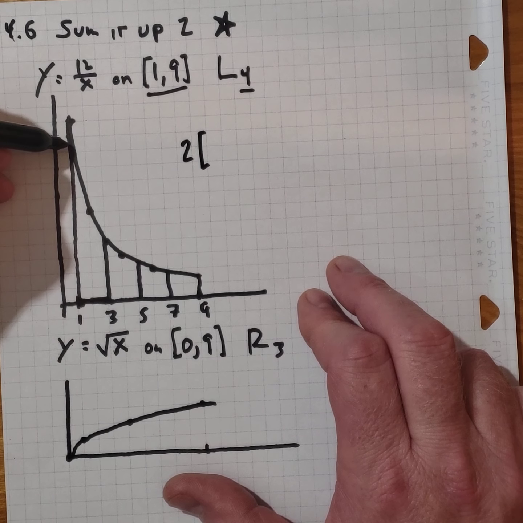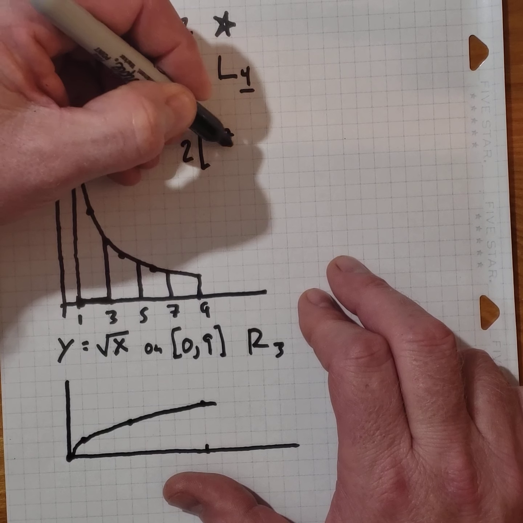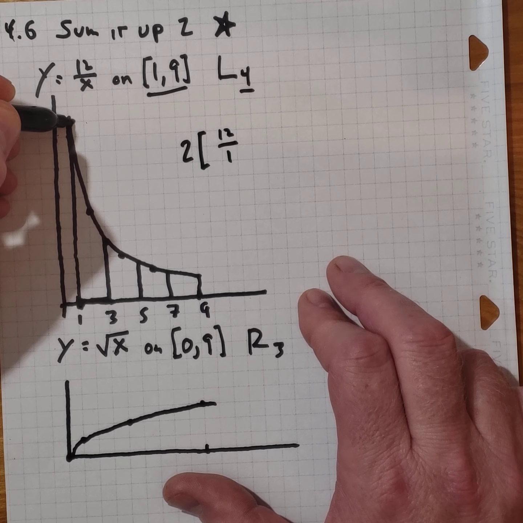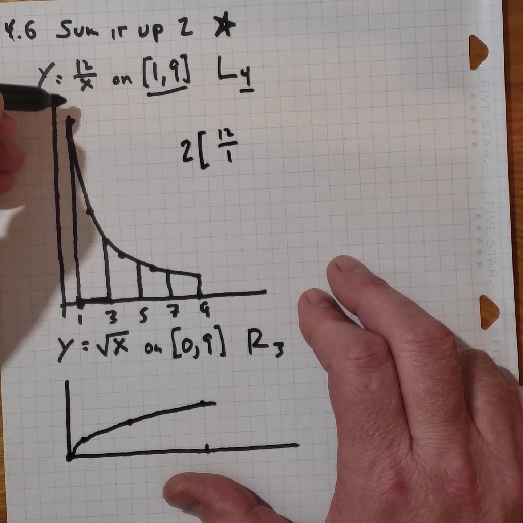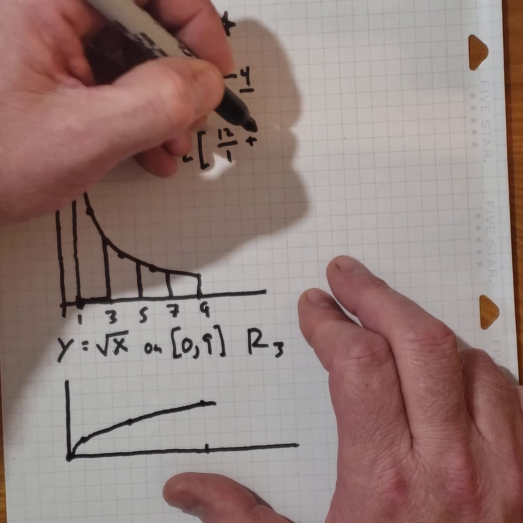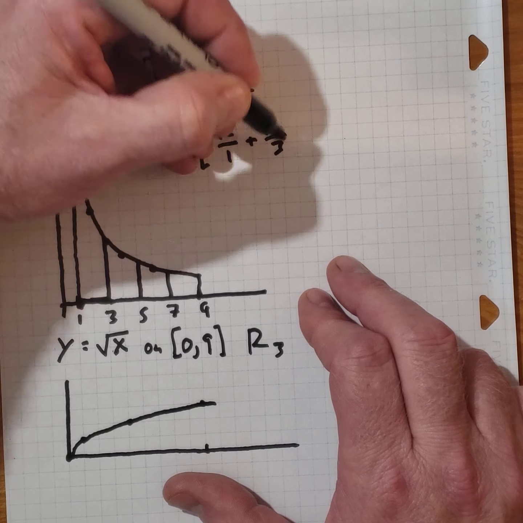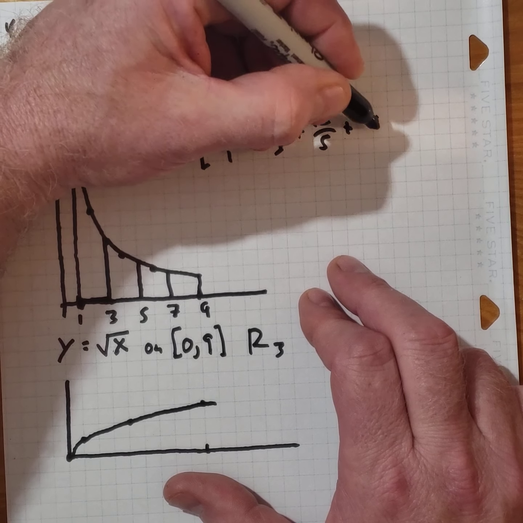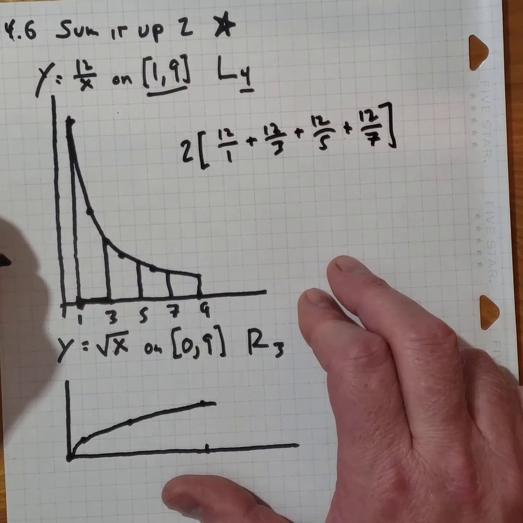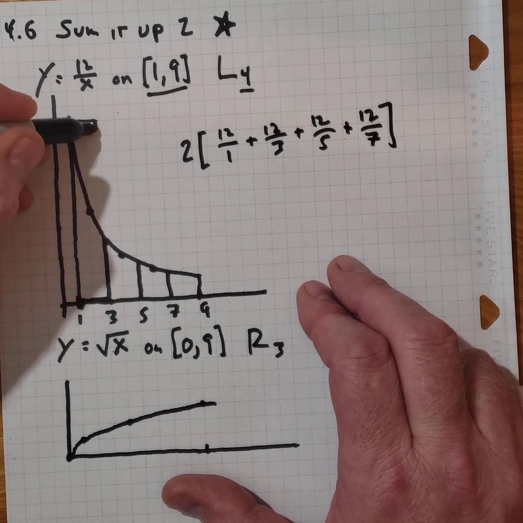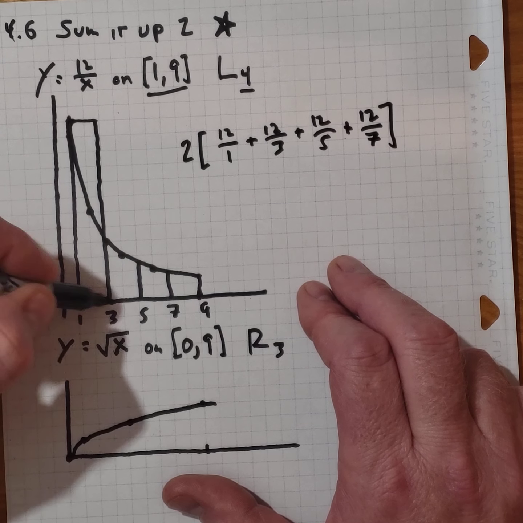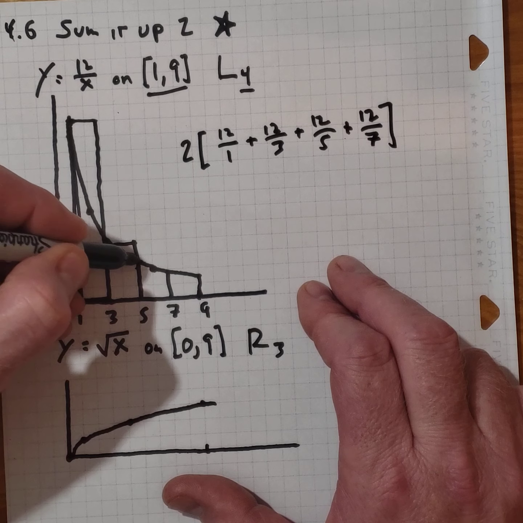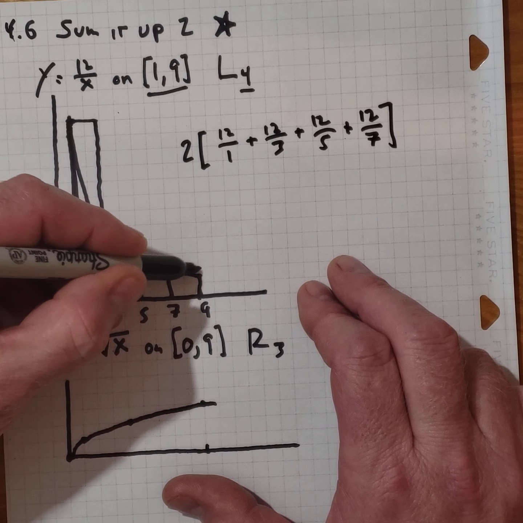The height of the first one is going to be 12 over 1. Again, because that's the value of the function at the left endpoint of the rectangle, 12 divided by whatever the x value is. And then we're going to have 12 over 3. And then we'll have 12 over 5. We have 12 over 7. Right. So the first rectangle we're finding is going to be that one, width of 2 times the height of 12, width of 2 times the height of 4, and then width of 2 times 12 over 5 and 12 over 7.